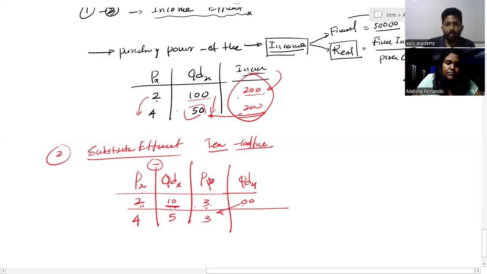Quantity demanded for the Y commodity is 0. Okay. So then suddenly increase the price of the X commodity to 4. He reduces the consumption of X commodity. It is 5 now.